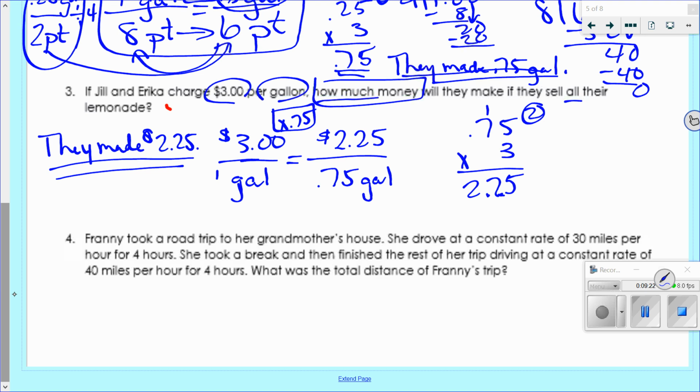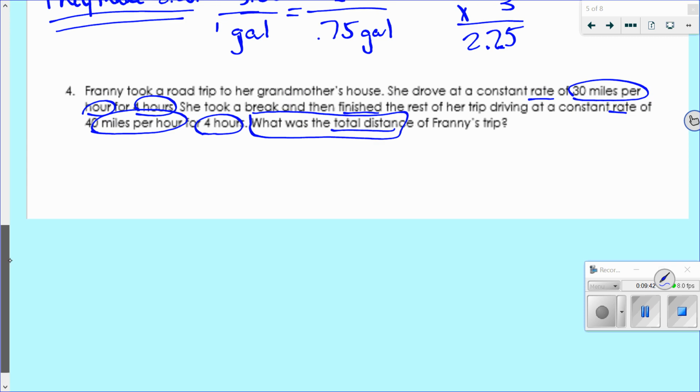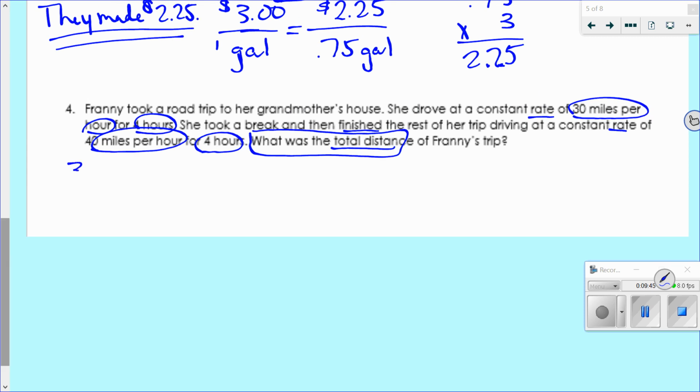Fanny took a road trip to her grandma. She drove at a constant rate of 30 miles per hour for 4 hours. She took a break and then finished the rest of her trip doing a constant rate of 40 miles per hour for 4 hours. What was the total distance of Fanny's trip? So this one's actually going to break into 2 pieces. We have the first part of the trip where she's doing 30 miles per hour. And I know she's going some number of miles in 4 hours. Our magic box says we multiply by 4. That gives us 120.